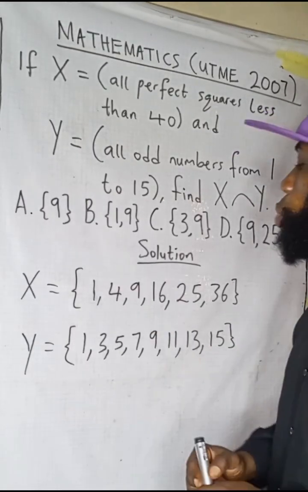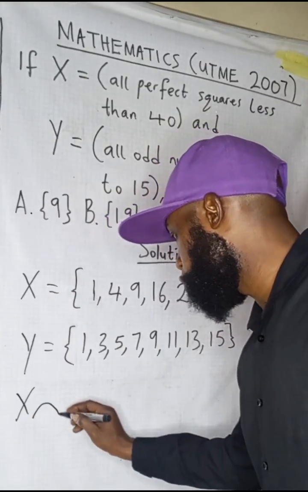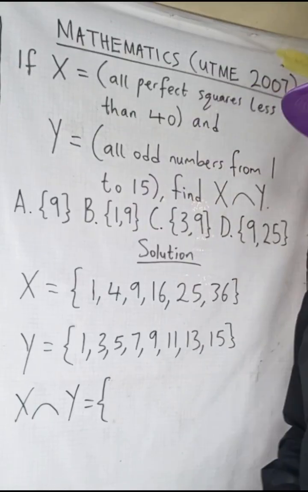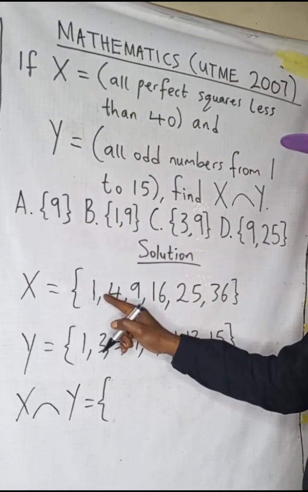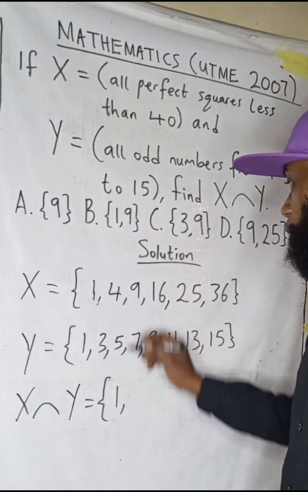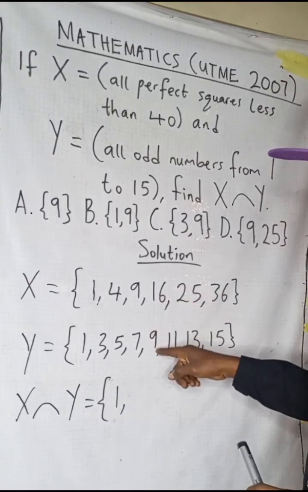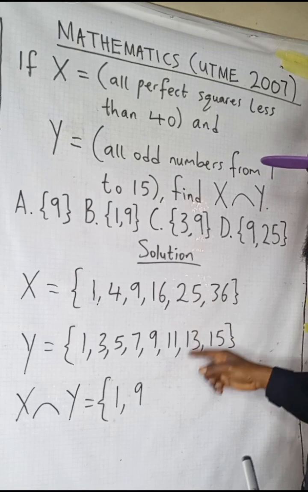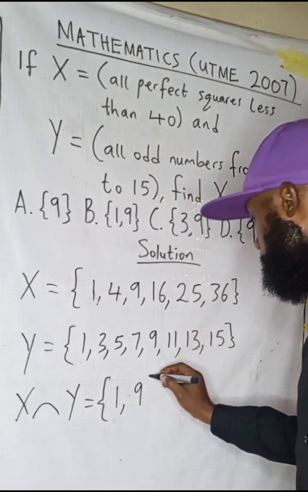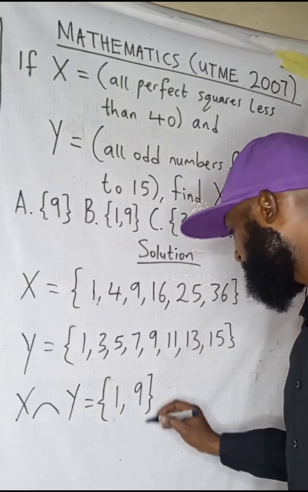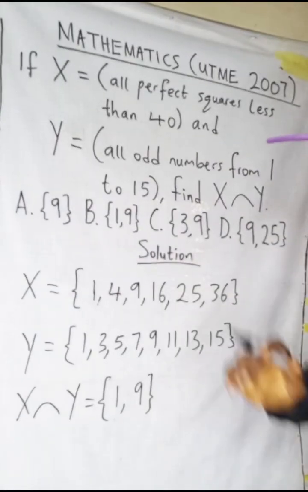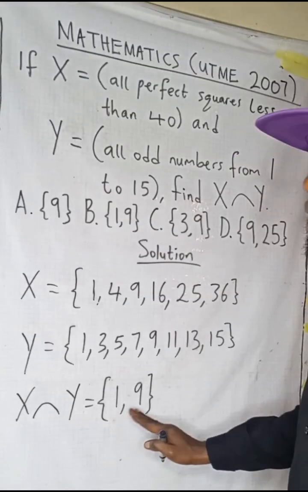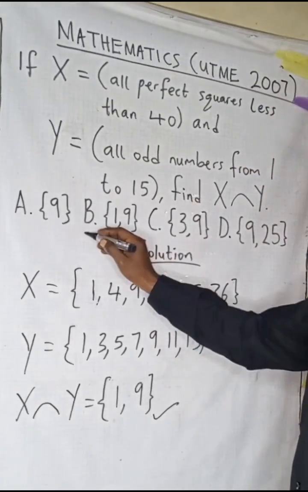So, what do they have in common? Because the x intersection y we are told to find is a set that contains all the elements you can find in both x and y. You can find 1, no 4 there. Is there 9? There's 9. No 16 there, no 25, no 36, which means we have only 1 and 9 as the common elements of sets x and y. So x intersection y is {1, 9}. That's option B.